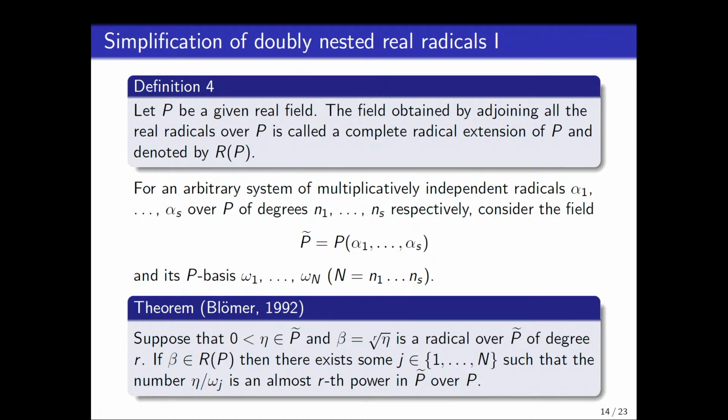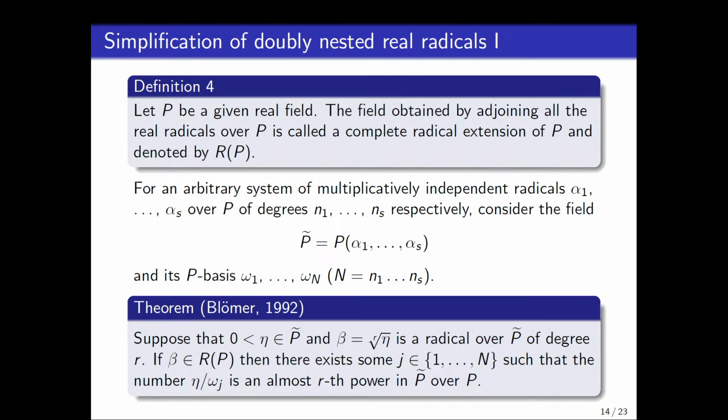by R of P. So if P is the field of rational numbers, then R of Q will contain all the possible roots, like square root of 2, 3, etc., and cubic roots. So all the possible simple radicals. So it's a pretty complicated field.